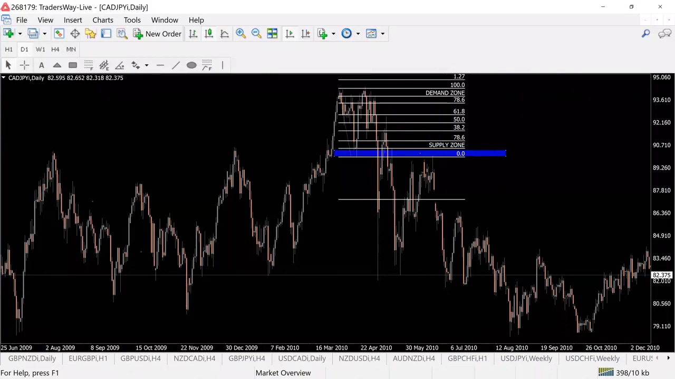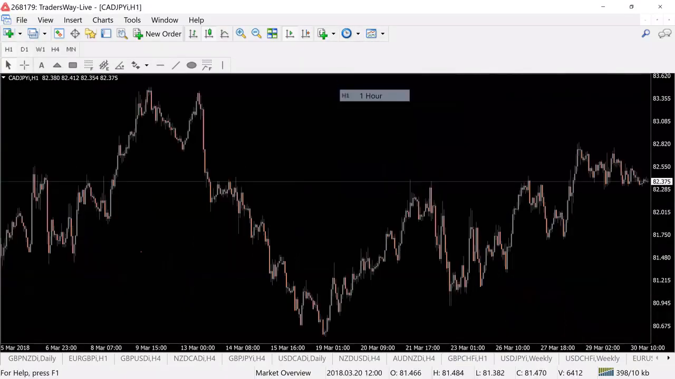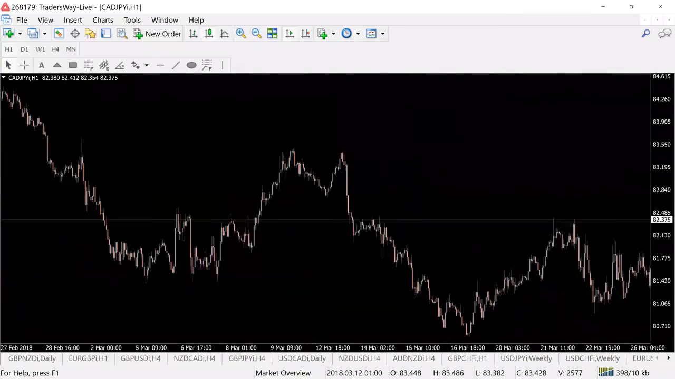Does this work on hourly candles? Yes, it does. Thanks, Oran. I appreciate that. You're welcome. Does it work on hourly candles?